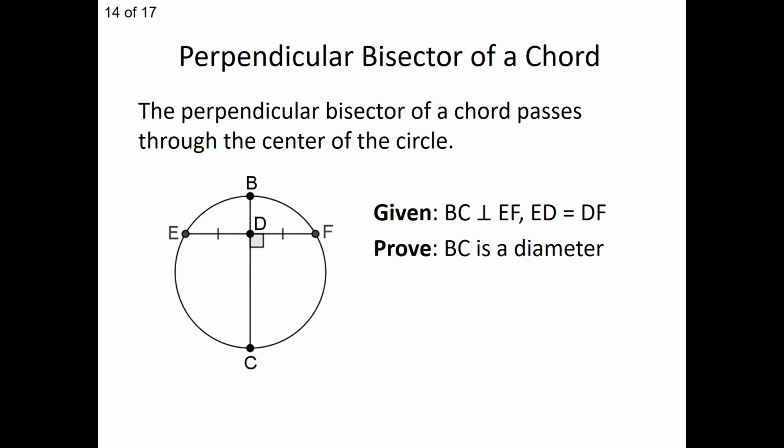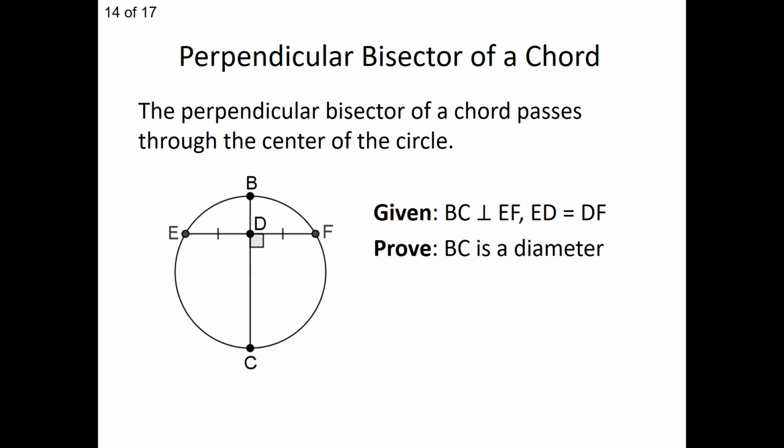So this is known as the perpendicular bisector of a chord. Let's say you're given any chord inside the circle. In our case, we're going to have this chord EF. Let's say we then form a second segment that is a perpendicular bisector of that given chord, which means this segment here, BC, is not just perpendicular to this segment, but it's passing through the midpoint of that segment as well. So D is a midpoint, and BC is perpendicular to EF.